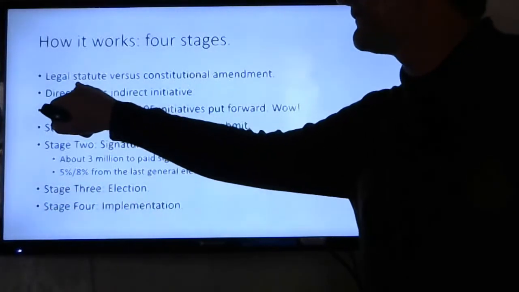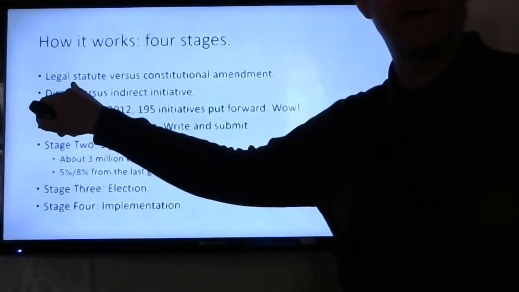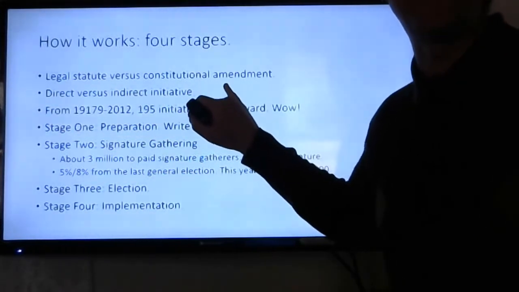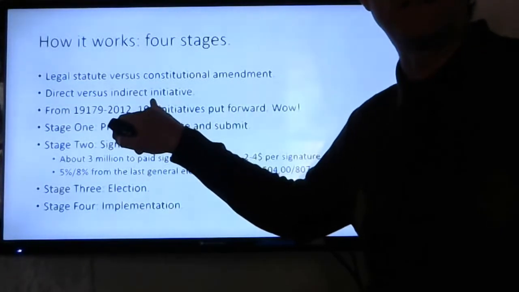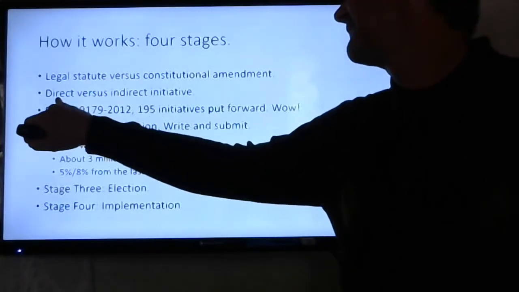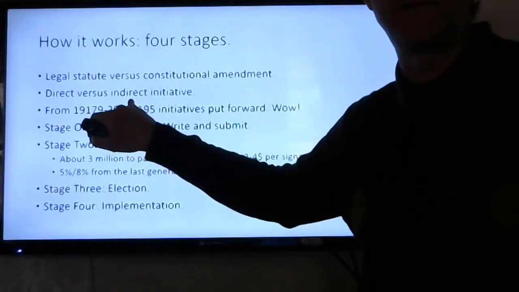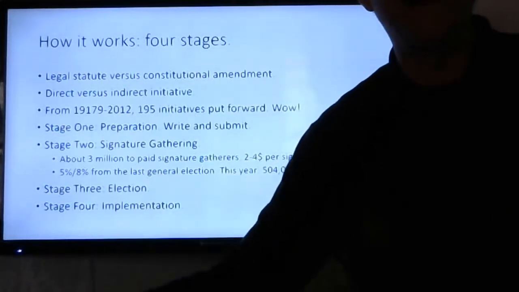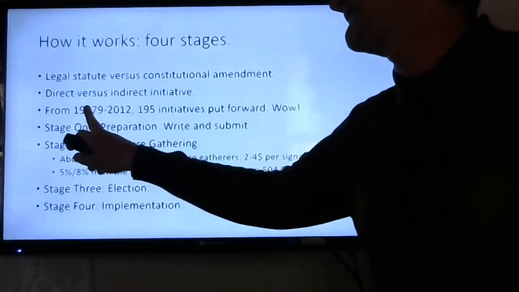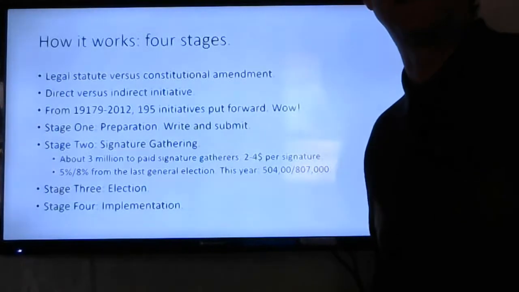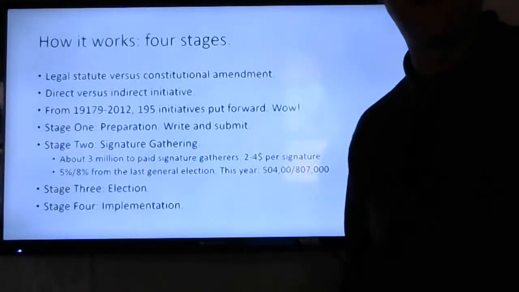There are some differences here. Legal statute versus constitutional amendment. A legal statute is a regulatory law change. A constitutional amendment actually amends the California state constitution. Direct versus indirect initiative. Direct is the people themselves do it. Indirect is sometimes the legislature wants us to vote on something, so then they put it on the ballot for us, okay? From 1979 to 2012, 195 initiatives were put on the ballot. That's a lot, okay?